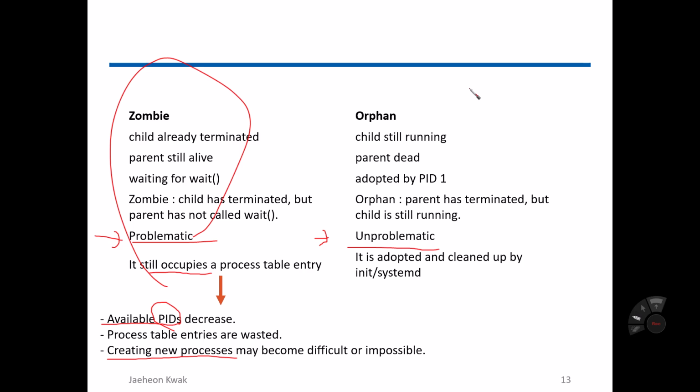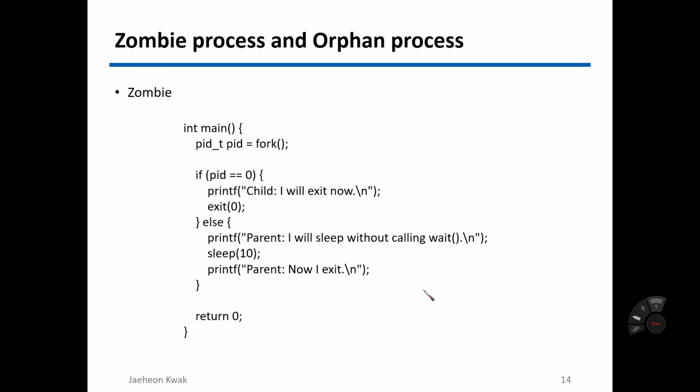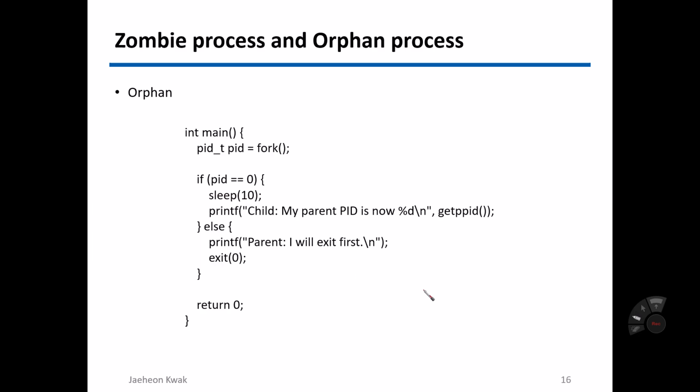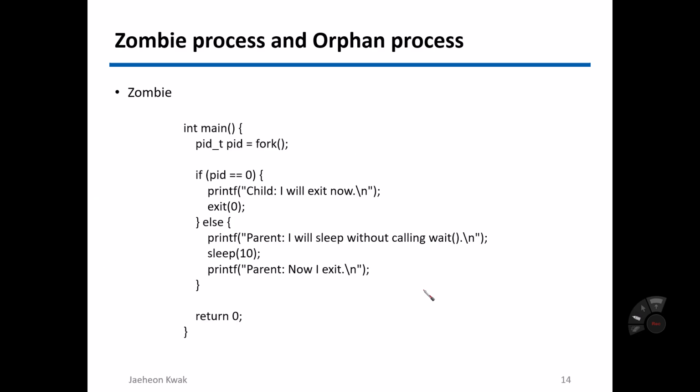And in the case of the orphan process, when the parent process is dead, the orphan process's parent will become some kind of special process. So it will be adopted by the init or systemd process. So I prepared two codes, for the zombie and orphan processes.